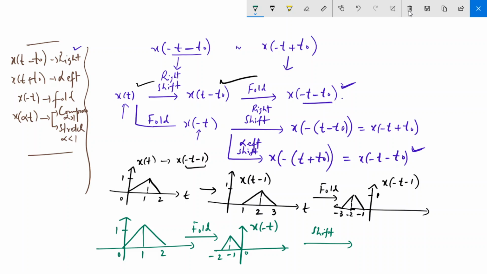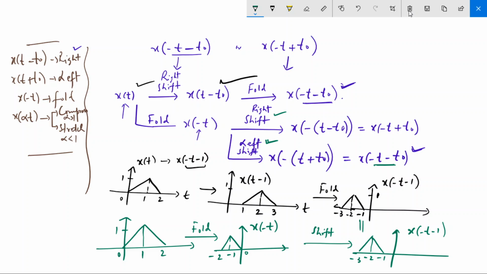Now see, the shift must be a left shift, then only you will get minus t naught. If you shift it to the right, you will get minus t plus t naught. So I have to shift it by 1 to the left. If I shift it by 1 to the left, I will get this signal: minus 1, minus 2, and minus 3. And this will be x(-t-1).